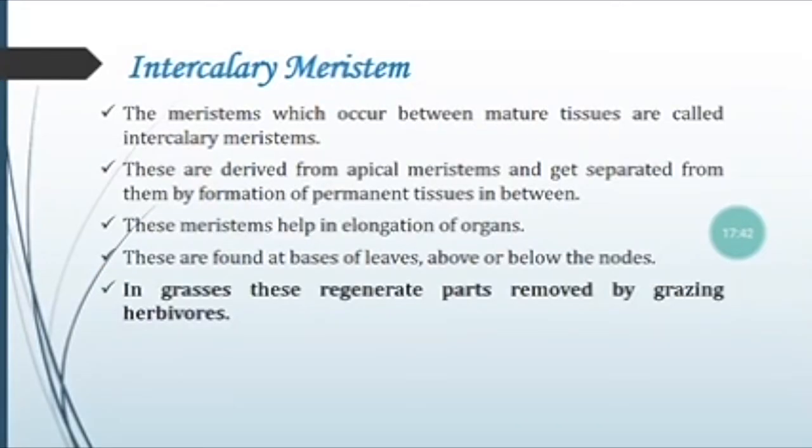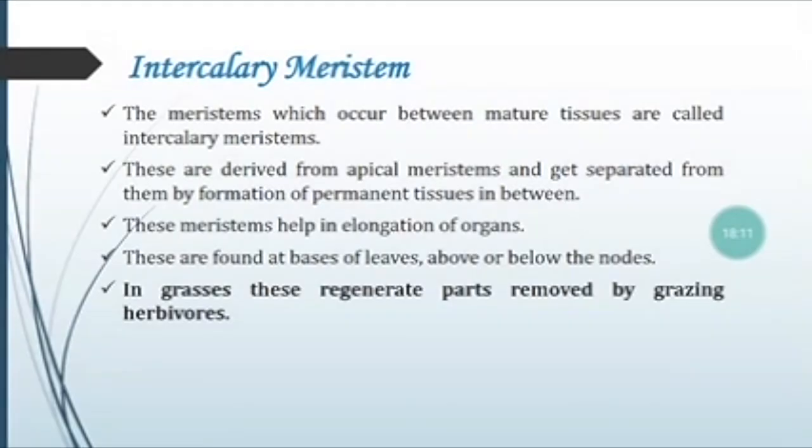What about intercalary meristem? The tissue which occurs between mature tissues is called intercalary tissue. These are derived from the apical meristem and get separated by the formation of permanent tissue in between. This meristem helps in the elongation of organs. They are found at the bases of leaves, above or below the nodes. In grasses, these regenerate parts removed by grazing herbivores.